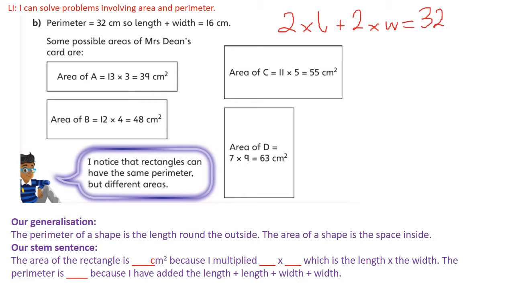What else could we do for the length and the width to get 16? What if the width was 4? That would make the length 12. And then the area of that rectangle would be 12 times 4, which equals 48. And again for C, if the width was 5, then that would make the length 11. So 11 times 5 equals 55. And again for D, if the width was 9, the length would be 7. So 7 times 9 equals 63.